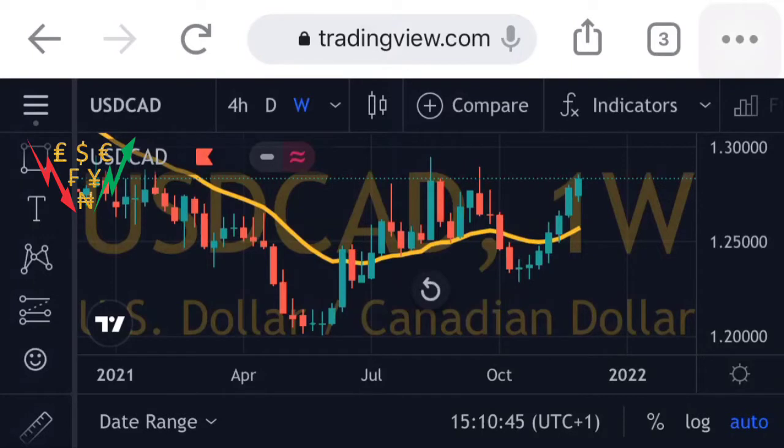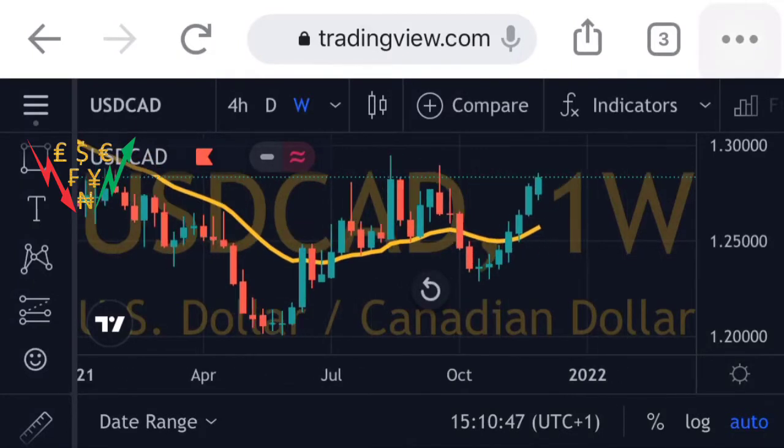Welcome back. USDCAD weekly chart. The United States dollar against the Canadian dollar. Guys, USDCAD is a very bad guy. I've said this in my previous content, but USDCAD is actually a bad guy. USDCAD is a big bad wolf.